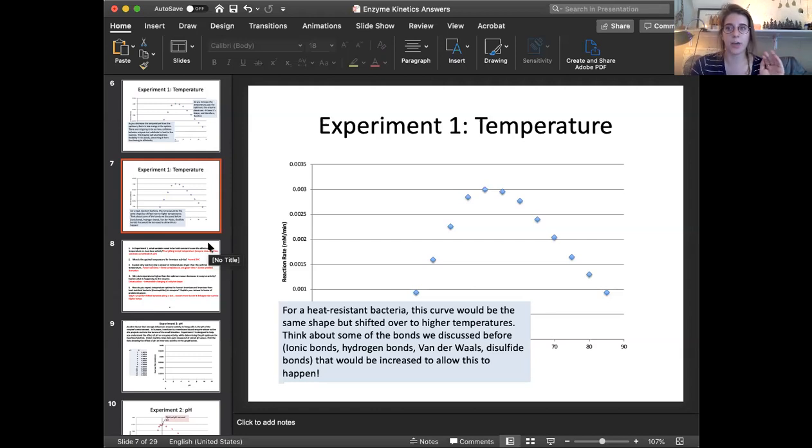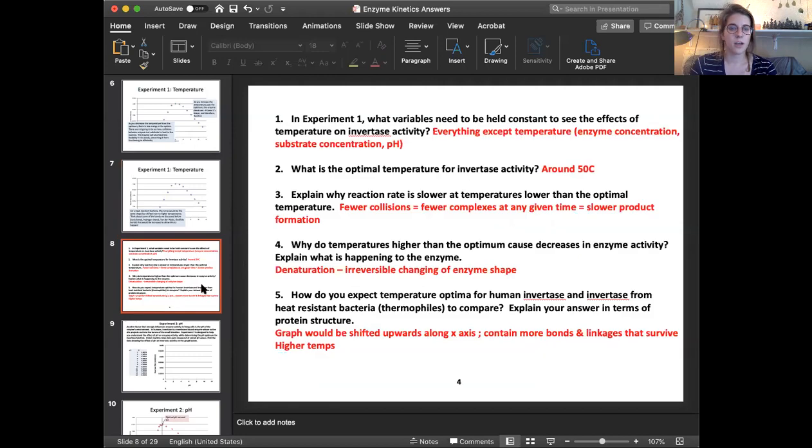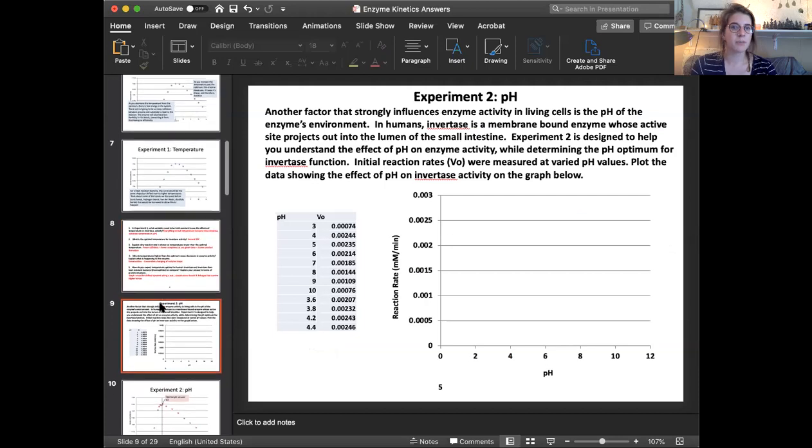You're still going to see that as you approach the optimal temperature, you're getting faster and faster because of those collisions. But then at a certain point, even the extremophiles are going to start breaking and having those shape changes that cause the reaction to not work anymore. So hopefully that makes sense. These are the answers. I think I covered all of these. Yeah, I did. Okay. Experiment 2, pH.